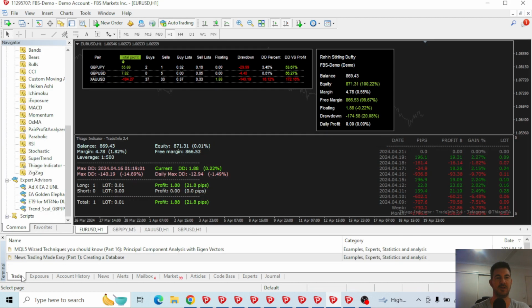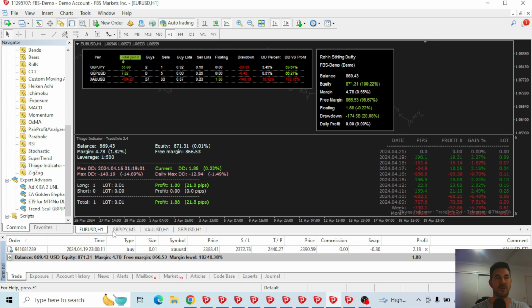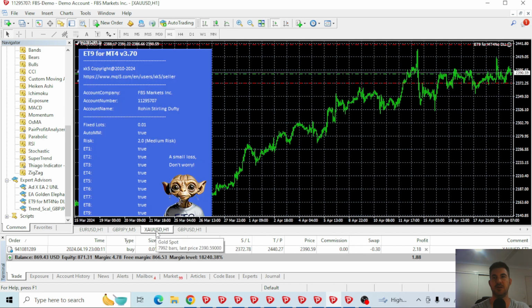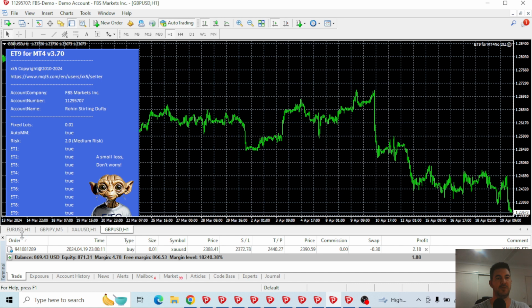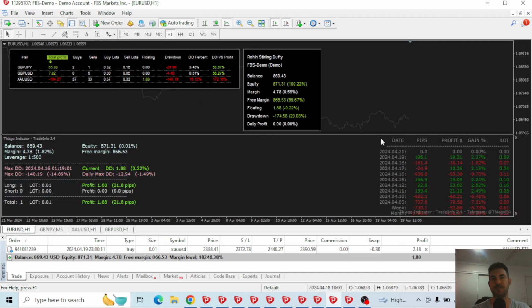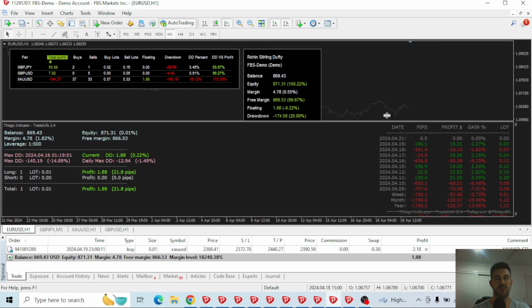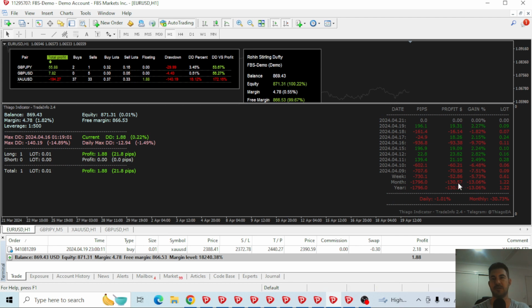This one here is ET9 for MT4, and it hasn't been doing very well at all. Sometimes it makes wins, but its losses outweigh the wins. So for the week, it's ended up at negative 52. We'll see how it goes over the next week, and we'll make our decision from there.